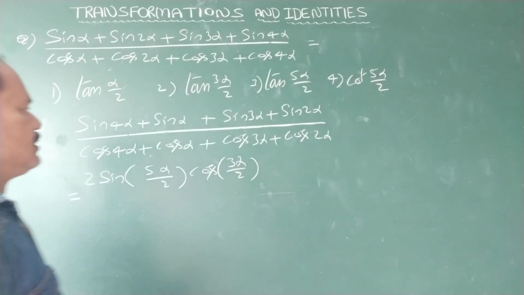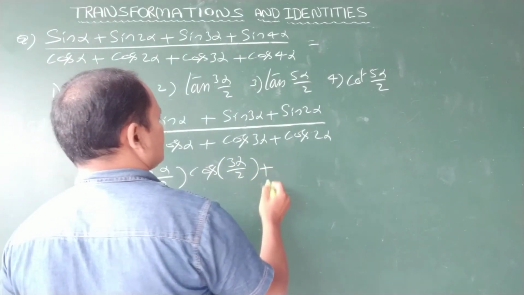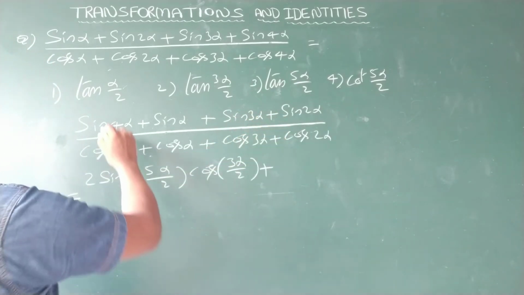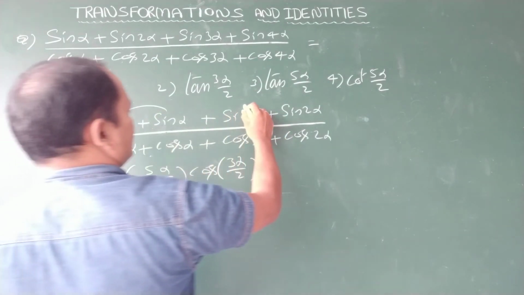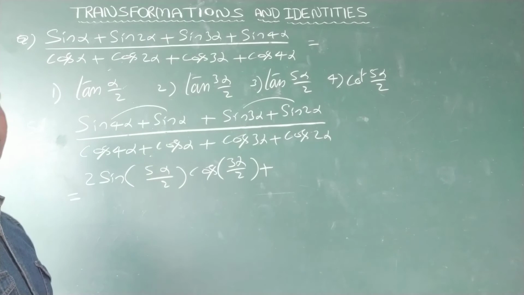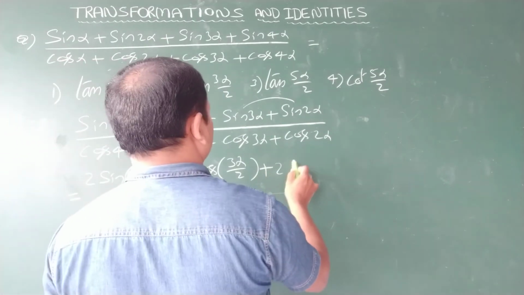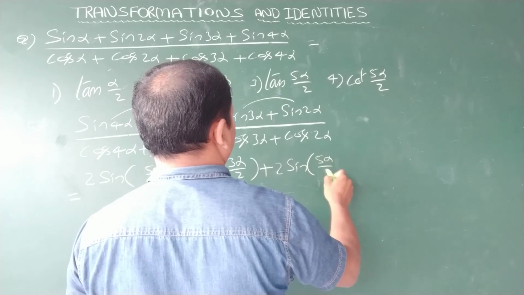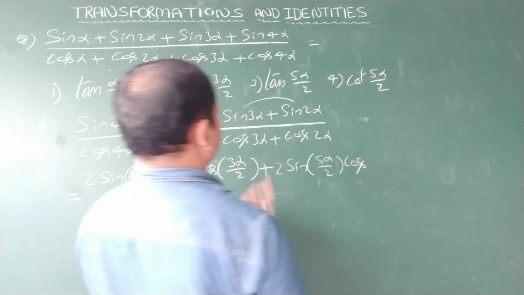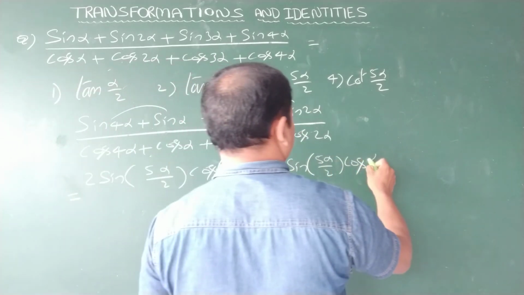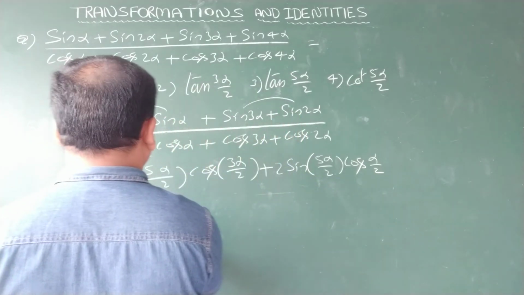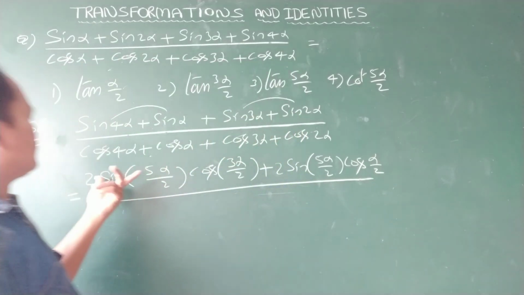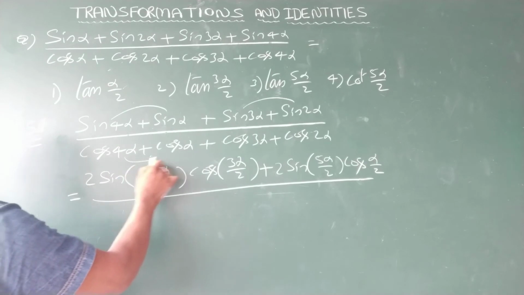Plus, the same formula applies for these two. Here, 2 sin of (3 alpha plus 2 alpha)/2, that is 5 alpha by 2, into cos of (3 alpha minus 2 alpha)/2, that is alpha by 2. Is that clear?